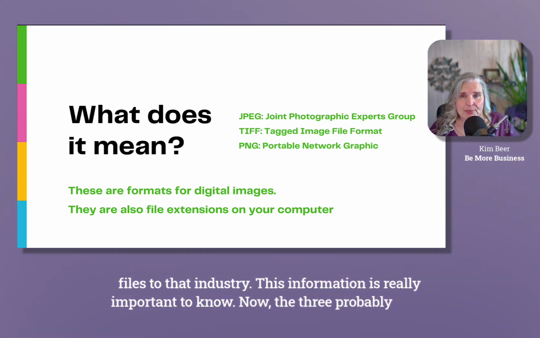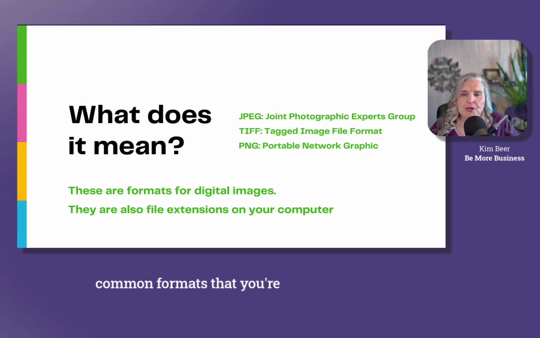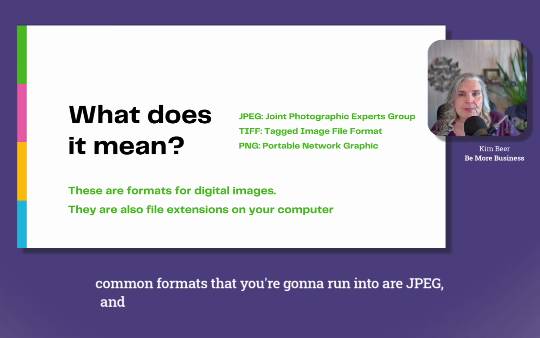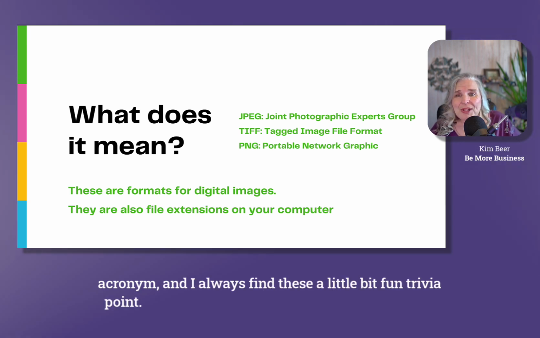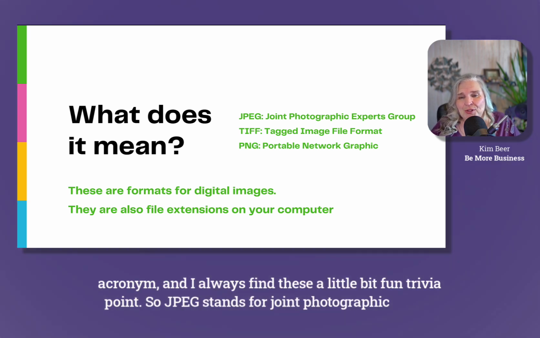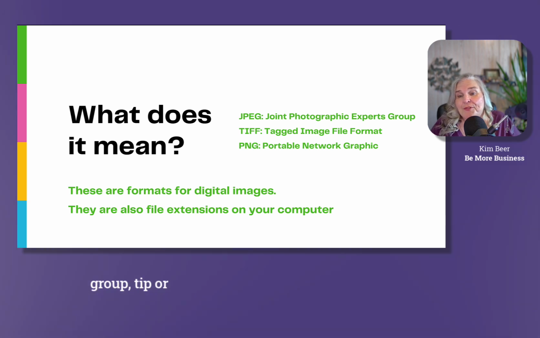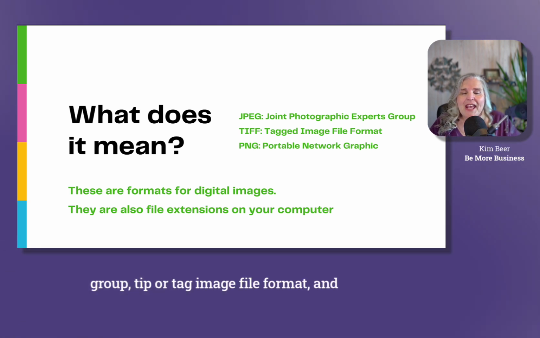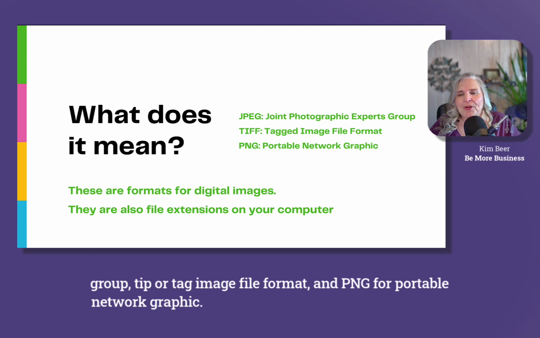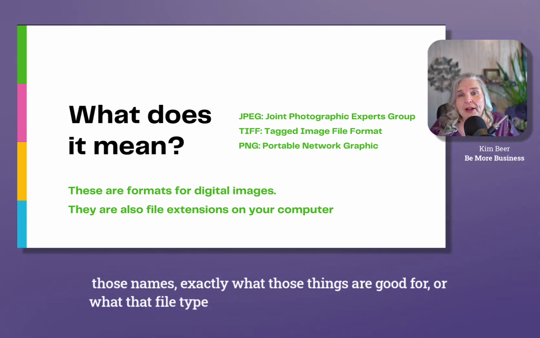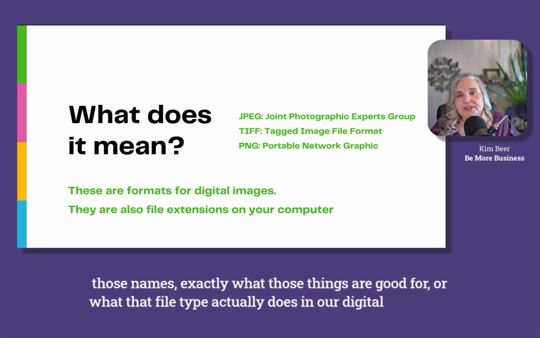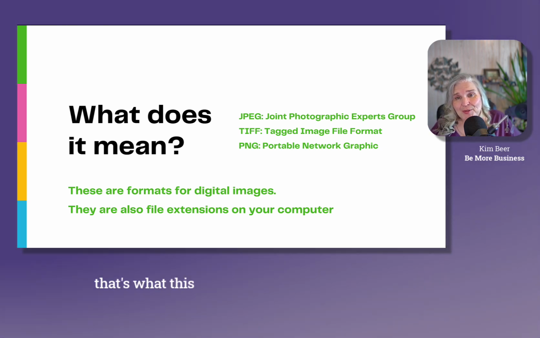Now, the three probably most common formats that you're going to run into are JPEG, TIFF, and PNG. And each of them has its own little acronym, and I always find these a fun trivia point. JPEG stands for Joint Photographic Experts Group, TIFF for Tagged Image File Format, and PNG for Portable Network Graphic. Now, you couldn't really discern from those names exactly what those things are good for or what that file type actually does to help us in our digital life. And that's what this video is about.